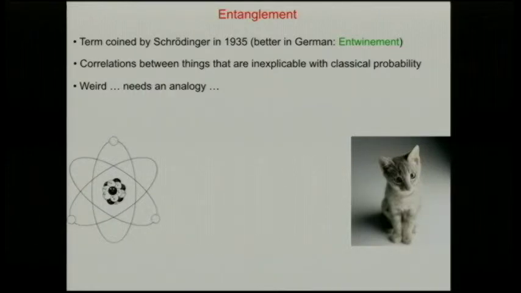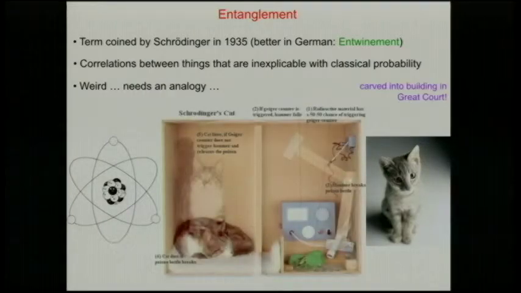So here's a cat and here's an atom. But you know the Schrödinger cat paradox is that we have a cat in a box and there's an atom here somewhere that decays. If it decays in some interval of time, it triggers a hammer to break open a vial of gas that kills the cat. And if it doesn't decay, then the cat lives. So after some interval of time, is the cat alive or is it dead?